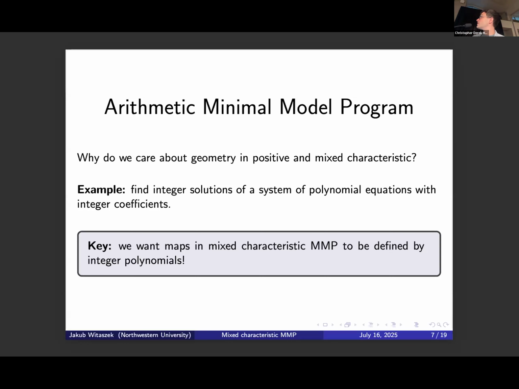A similar framework will apply to positive characteristic. So instead of solving Diophantine integer equations, we are going to solve congruences modulo p, and we can apply MMP to maybe decompose our system into more manageable ones, and some solutions get your answer. So hopefully I motivated you just a little bit about how the mixed characteristic minimal model program can be useful.